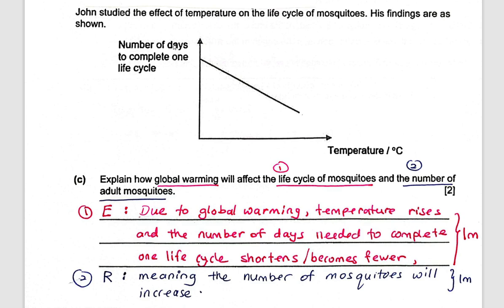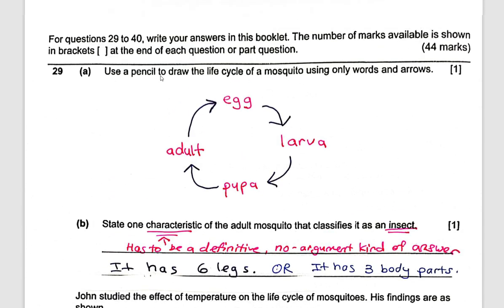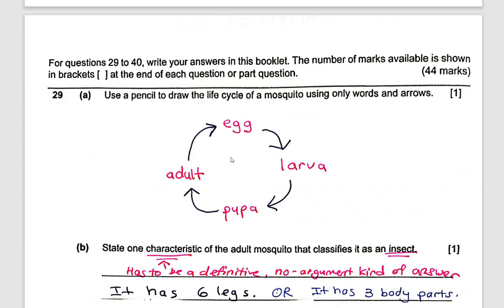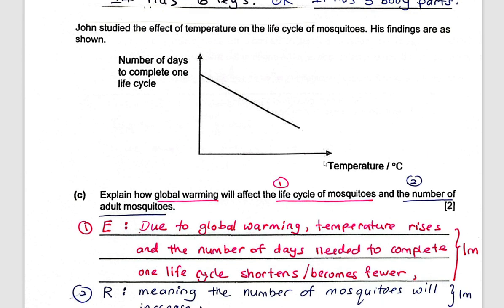John studied the effect of temperature on the life cycle of mosquitoes. His findings are as shown. Number of days to complete one life cycle. One life cycle refers to egg all the way to adult. There's one life cycle. And the temperature. So how do we read this kind of graph? As temperature increases, is it from 10 to 20 to 30 to 40 to 50, this number becomes smaller and smaller. If it's, let's say, 20 days, this will be now 15 days, 10 days, 5 days.